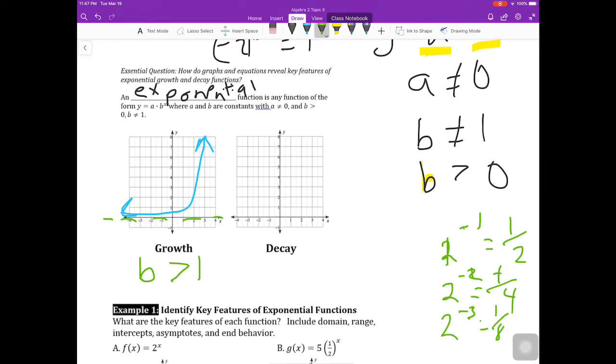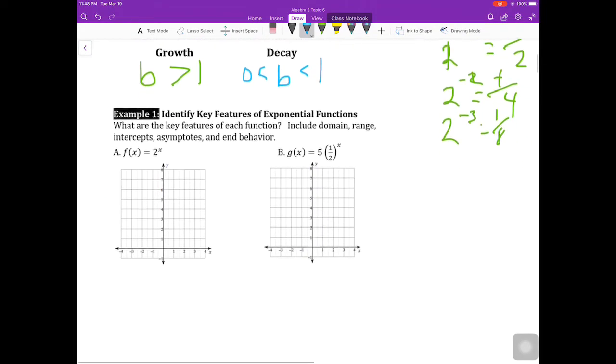A decay function looks very similar, except it's flip-flopped. It's going to get very steep and then go flat. So it falls. It's constantly decreasing. So for a decay function, your b has to be less than 1. But remember, it also has to be greater than 0. So this means you're going to have all of those decimals and fractions that are less than 1, but greater than 0. And a decay function has that general shape to it.